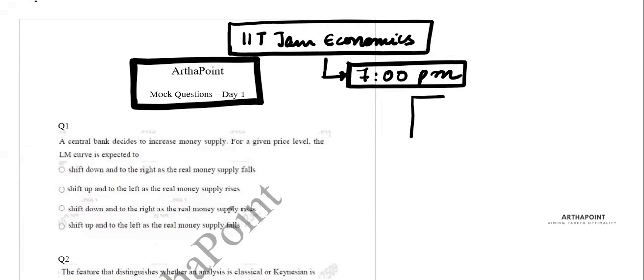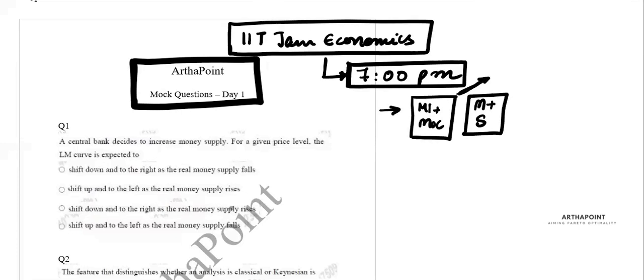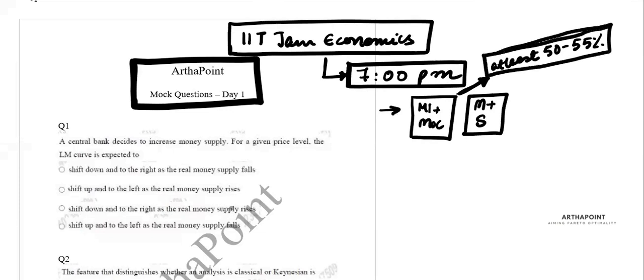I'm going to make two types of assignments here. The first is going to be related to micro plus macro, and the second kind of assignment would be related to maths plus stats. I'll begin with the first because this covers a majority of the course. I will be able to cover at least 50 to 55% of the questions that are going to come in the exam. So I'm going to cover this.